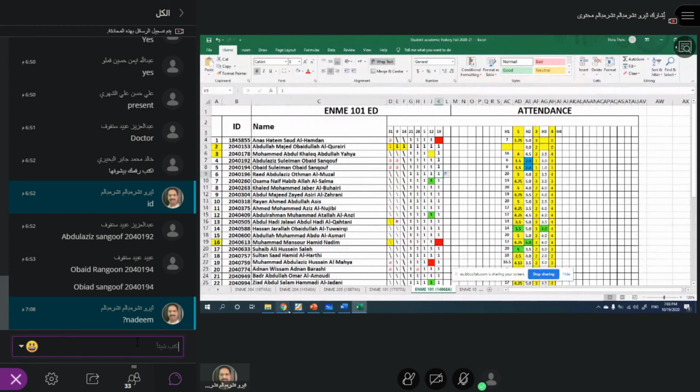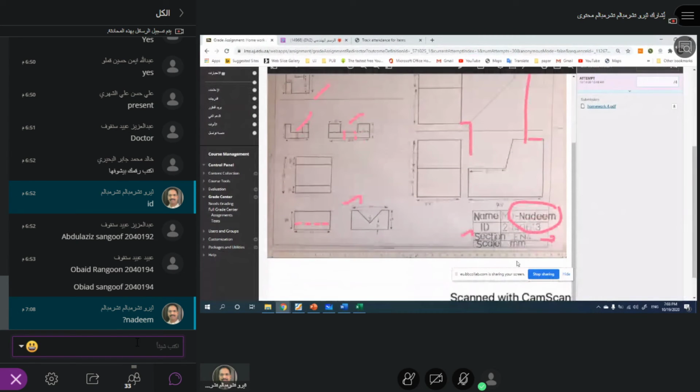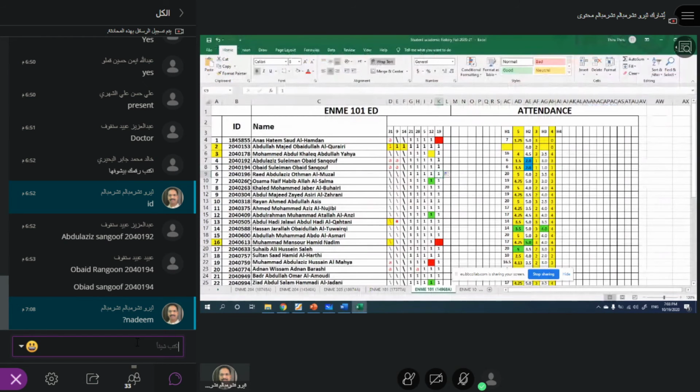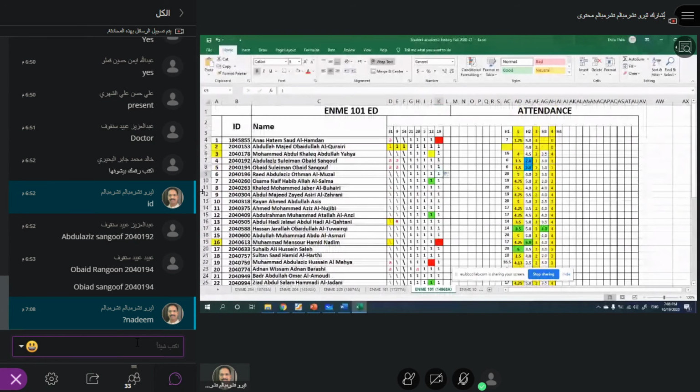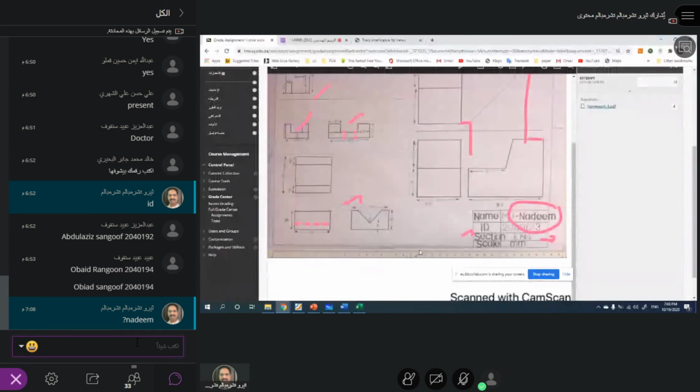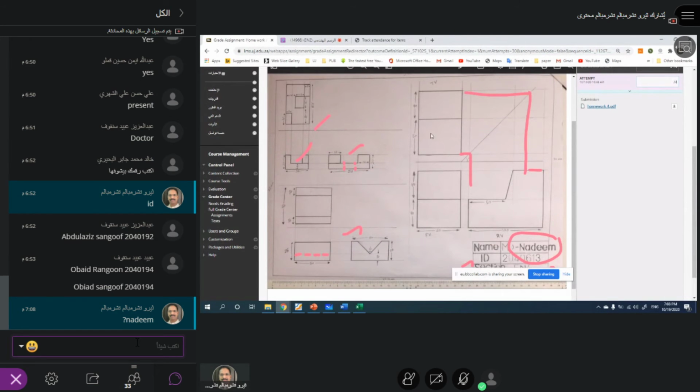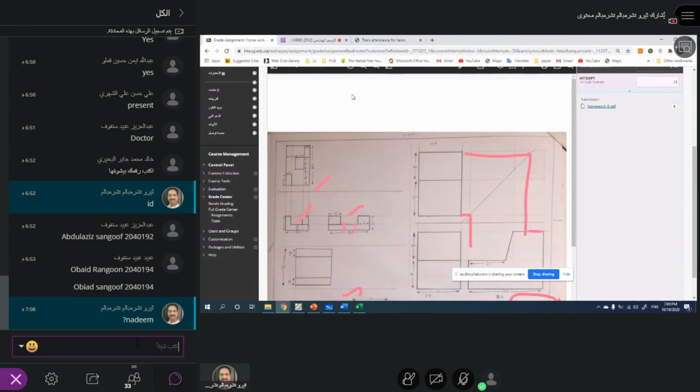Yeah. Number is 6-3. It's not 613. Muhammad Mansoor Hamid Nadim. Are you here? Absent. Okay, he's absent. All right. So Nadim will lose marks here in line. So for the 4 marks, get like 3.